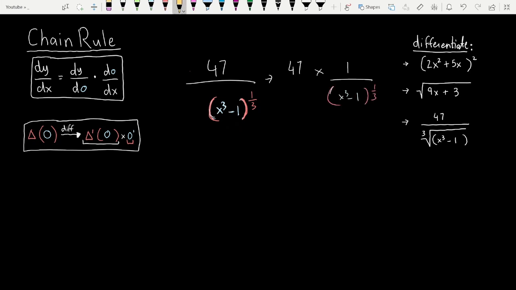And now I can send this combined function up to the numerator, because we do not differentiate in the denominators. We take our differentiations into the numerator. So once we do that, we will be left with 47, and the power is going to change its sign. If it's positive 1 by 3, it's going to be negative 1 by 3. And it has all of this stuff, x to the power 3 minus 1.